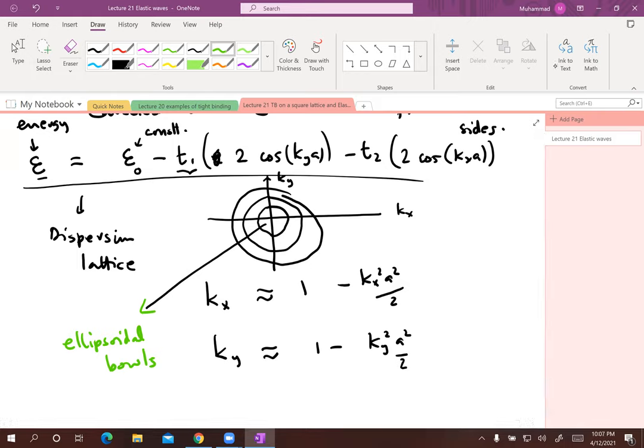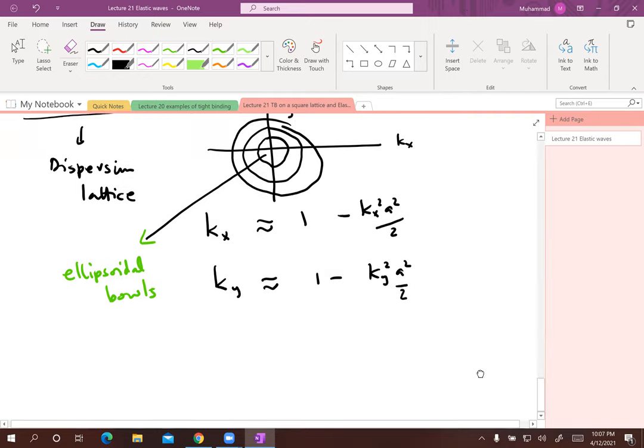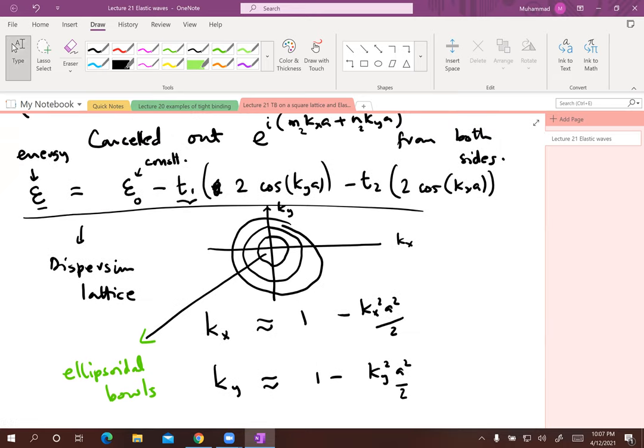Sir, we have been assuming orthogonality while we solve the Schrodinger equation. So how do we know that this assumption is correct?